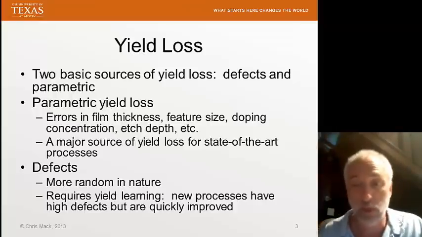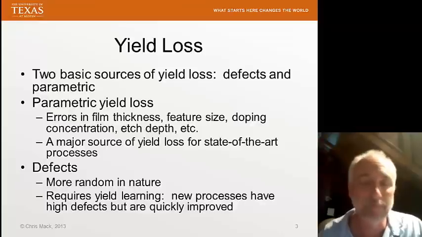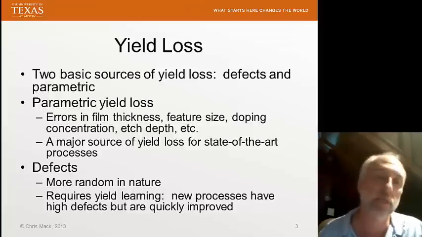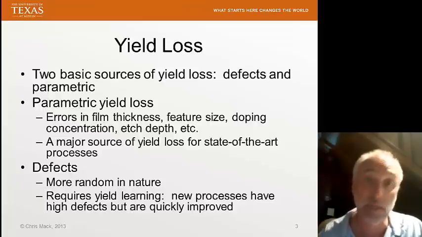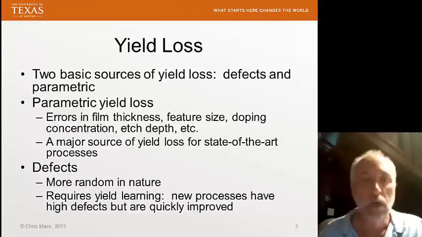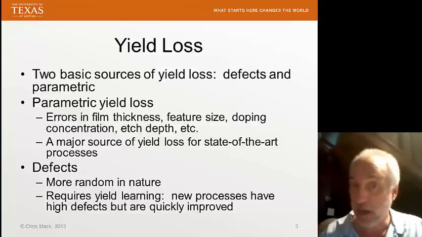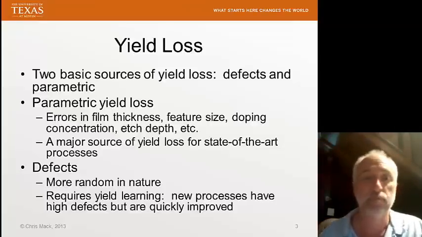Sometimes there are systematic cases, but even for systematic sources of defects, the positions and such for these defects tend to be random in nature. And they cause yield loss. If they're big enough and they land in the right spot, they can kill a device.